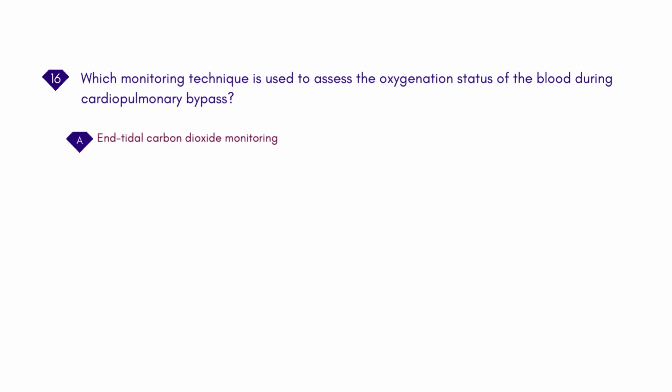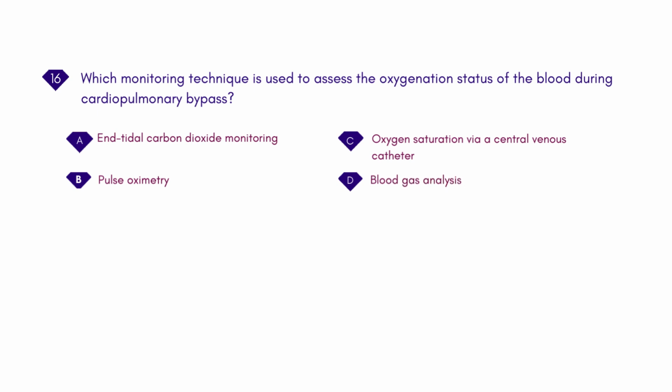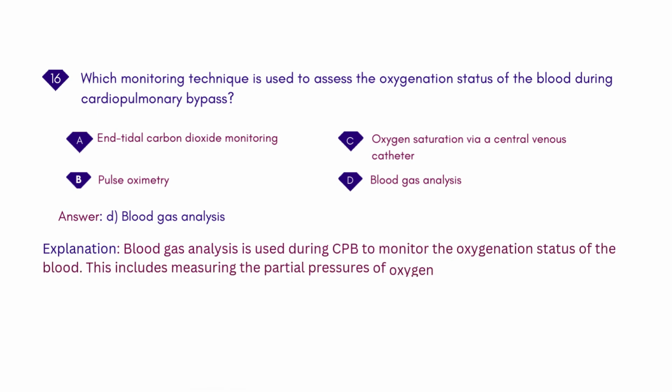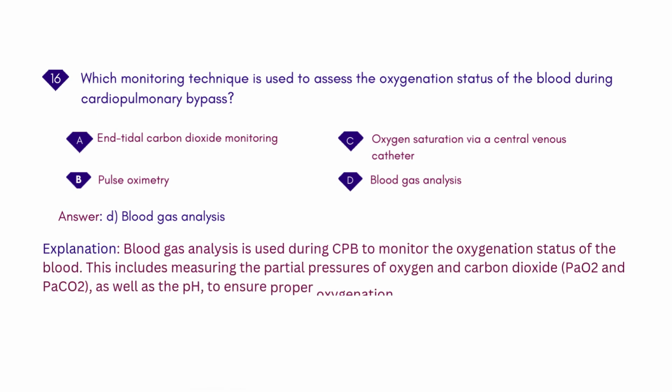A. End-tidal carbon dioxide monitoring. B. Pulse oximetry. C. Oxygen saturation via a central venous catheter. D. Blood gas analysis. Answer: D. Blood gas analysis. Explanation: blood gas analysis is used during CPB to monitor the oxygenation status of the blood.